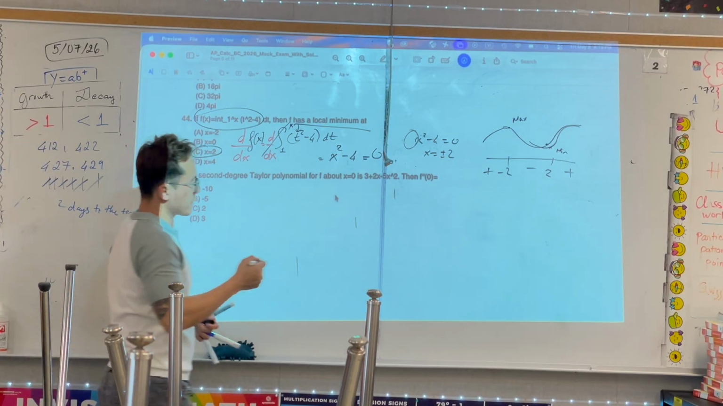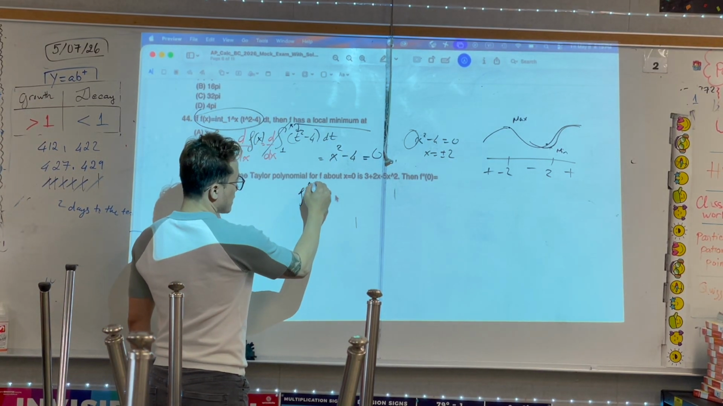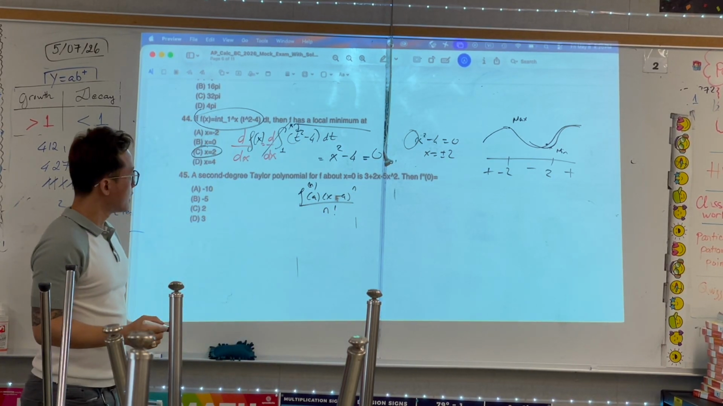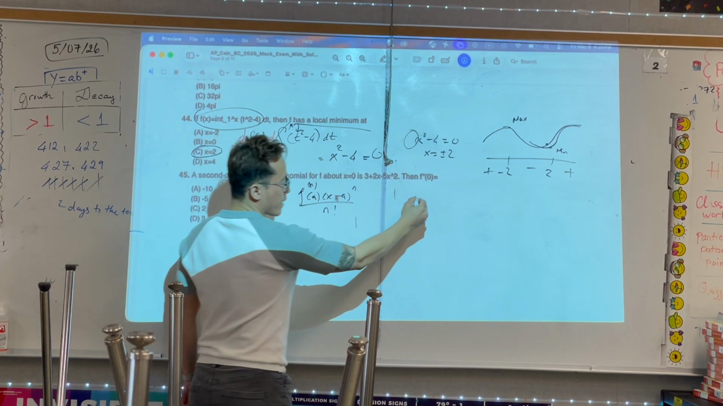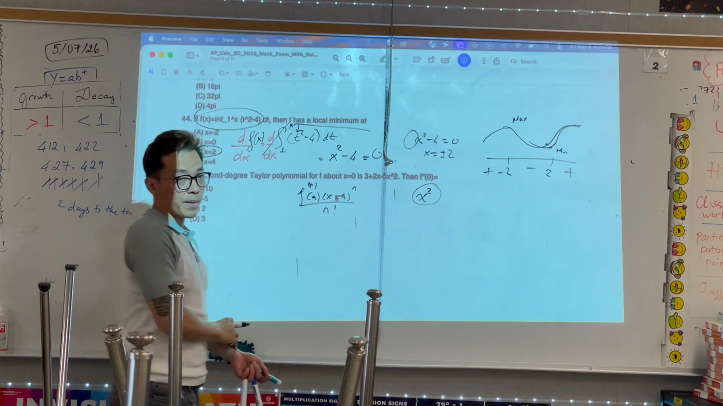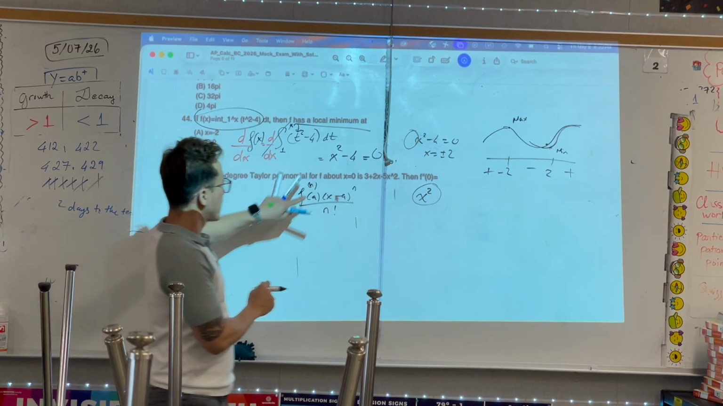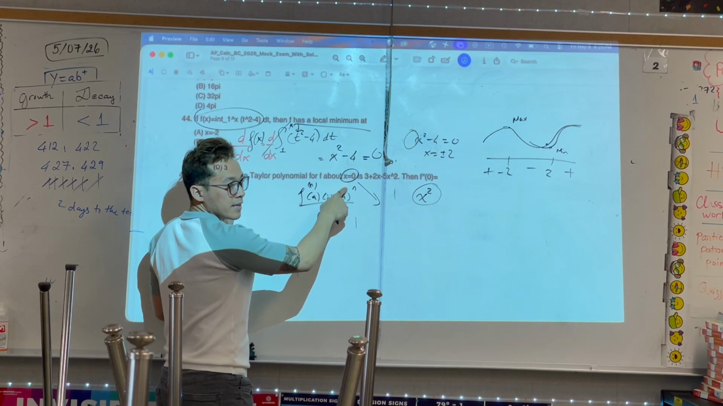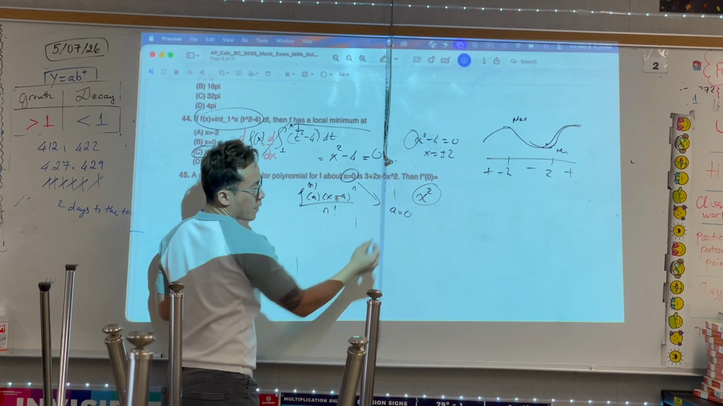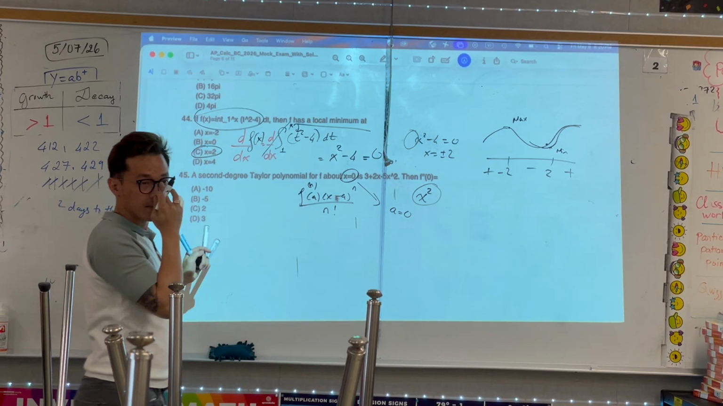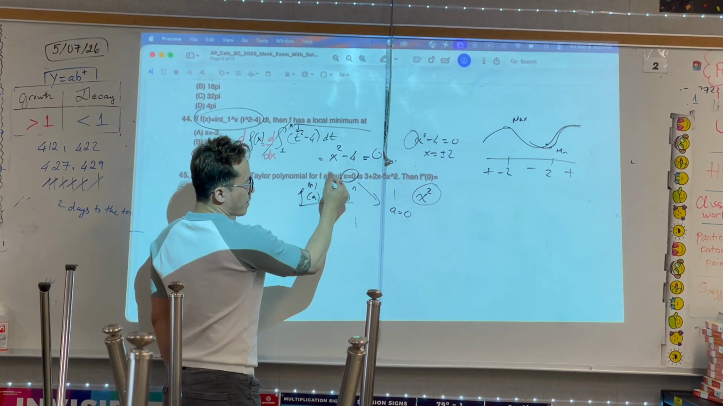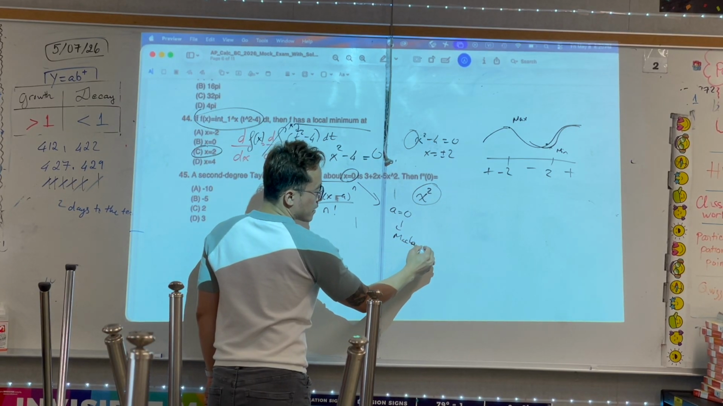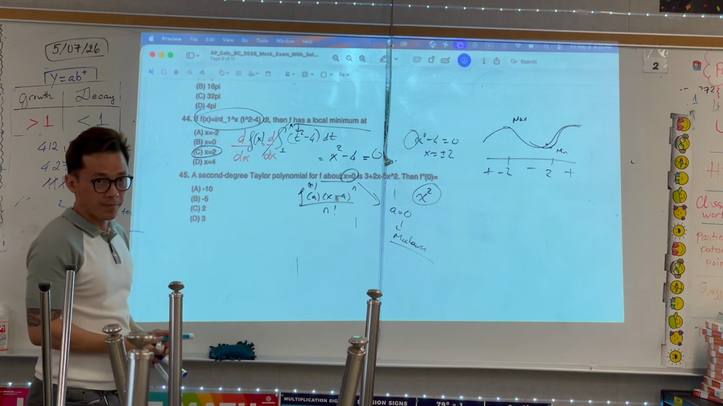Second degree Taylor. Okay, Taylor is this, right? Now second degree, that's when they're talking about the x squared term. About x is 0, that means a is 0. And that means they're talking about Maclaurin.